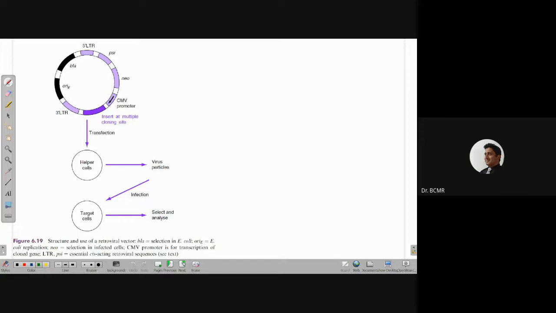So maybe I will take one of these and let's see what we have in here. So this is a retroviral vector. I hope you know what is meant by retrovirus. Those who have studied microbiology should have, they are proficient in that. We have DNA viruses and we have RNA viruses, single-stranded, double-stranded, and so on.